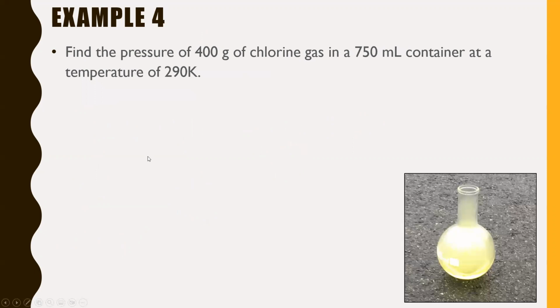Example 4. I quite like this one, actually. It's a bit of a beefy one, but bear with me on it. Find the pressure of 400 grams of chlorine gas in a 750 milliliter container at a temperature of 290 Kelvin.